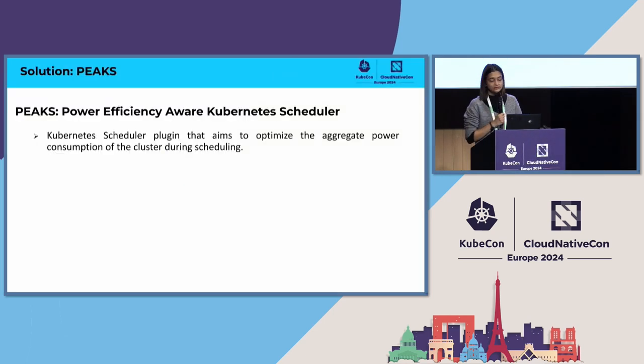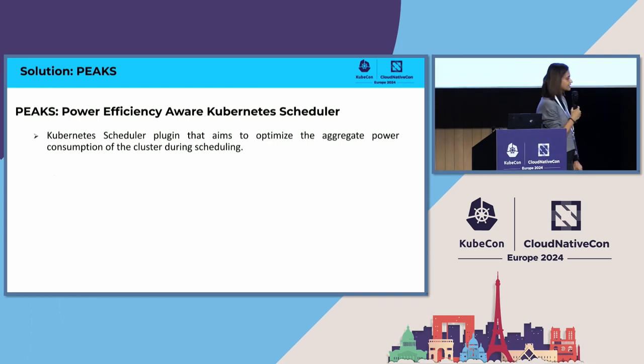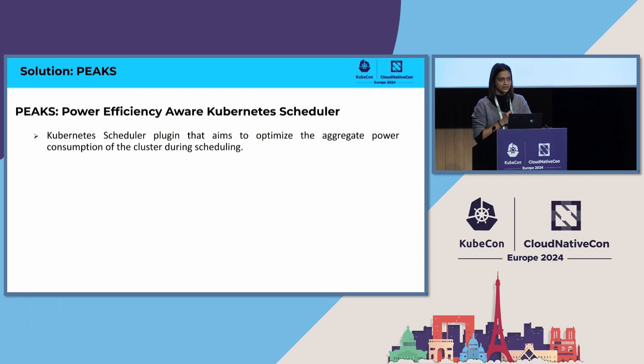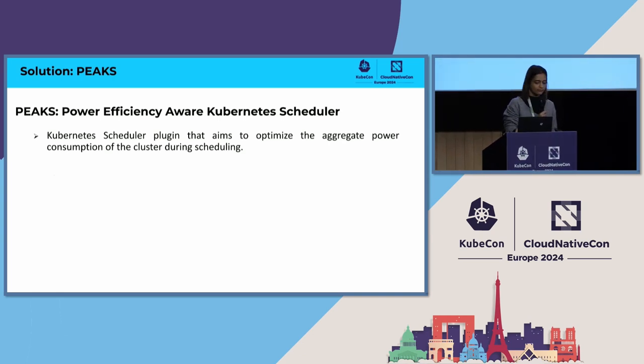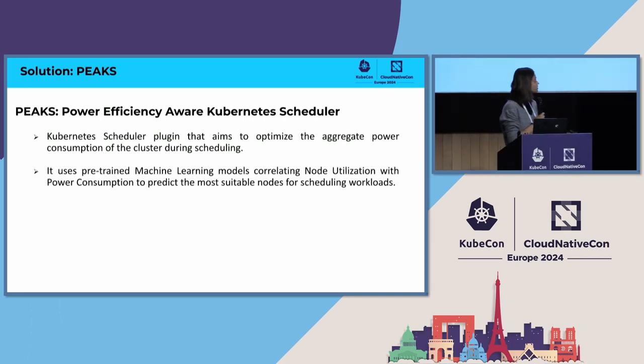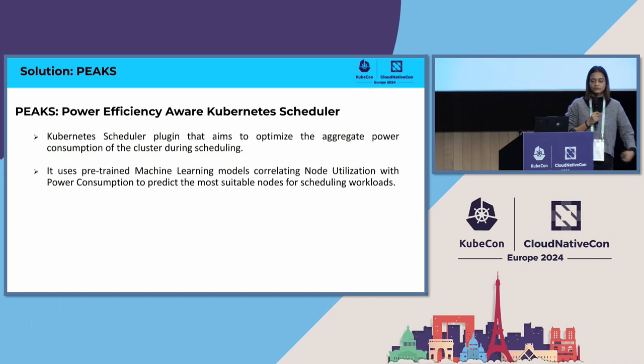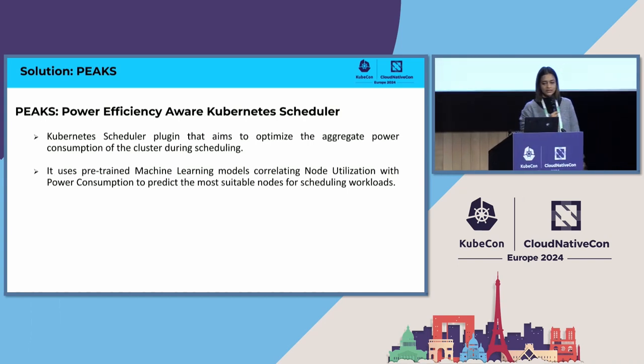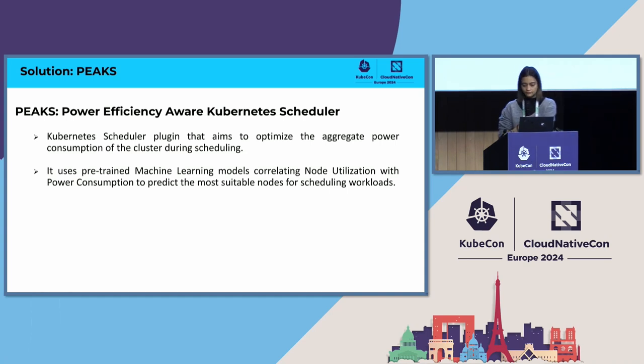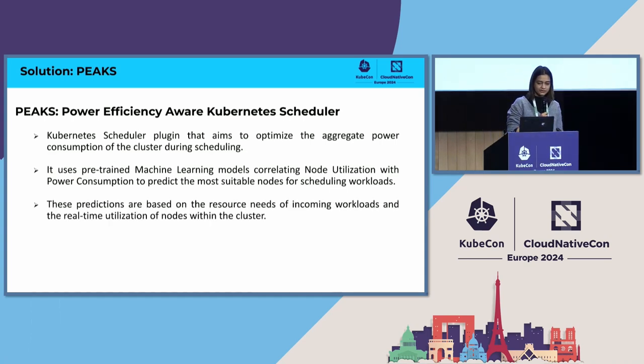So the solution, obviously, Peaks. I've been talking about Peaks for so long. Peaks is a Kubernetes scheduler plugin that aims to optimize the aggregate power consumption of your entire cluster. The important thing to note is that this is during scheduling. At the moment, Peaks only does this optimization at pod placement. It uses a pre-trained machine learning model that correlates node utilization with power consumption to predict the most suitable node for your workloads. And these predictions are based on the resource needs of the incoming workloads and the real-time utilization of the nodes.